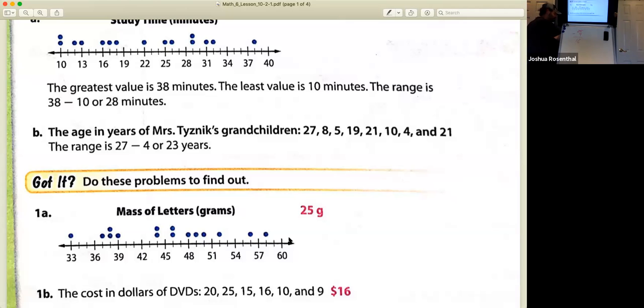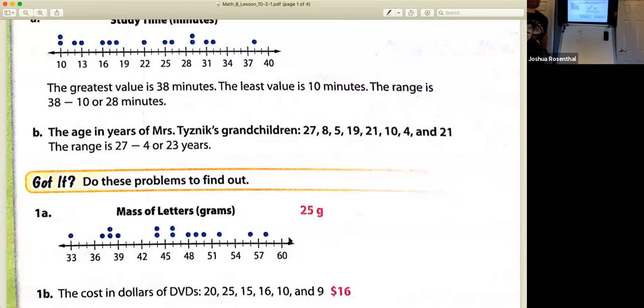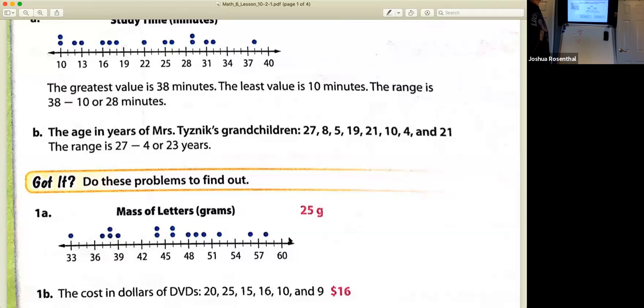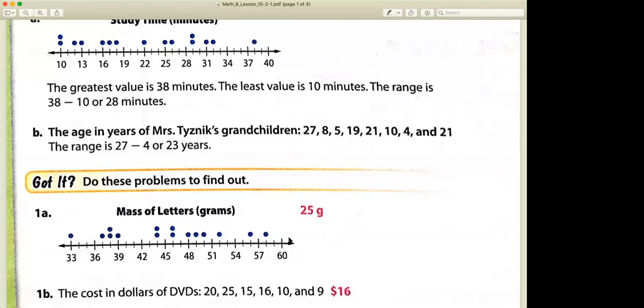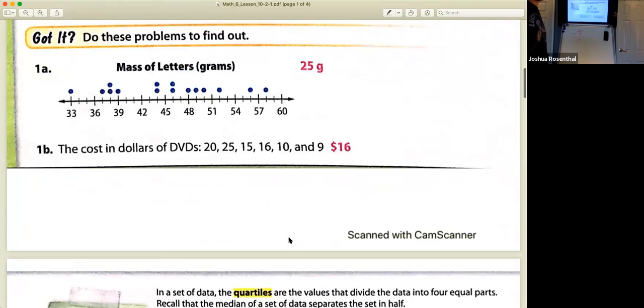Any questions so far? Wait, did we do 1A? Yeah, we did. Wait, so we do 58 minus 33? Uh-huh. And you could see it there in red. Yeah, and you got 25. Okay, so now we're going to talk about something else if nobody has questions.